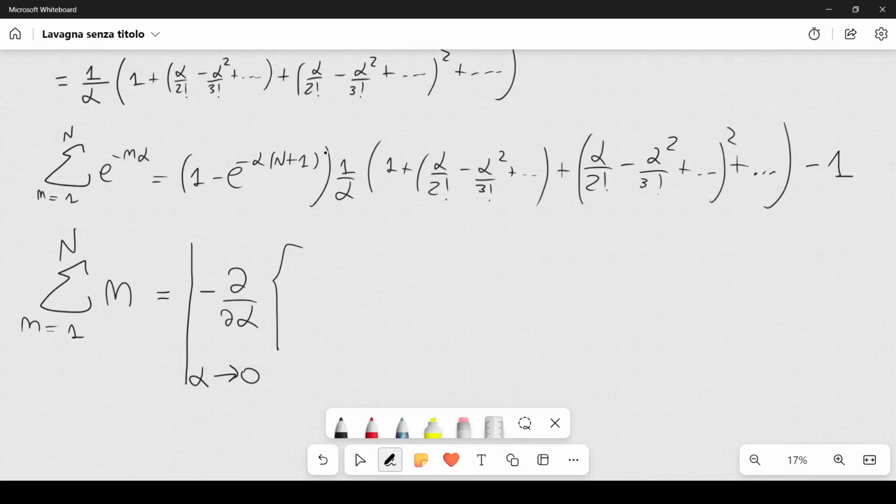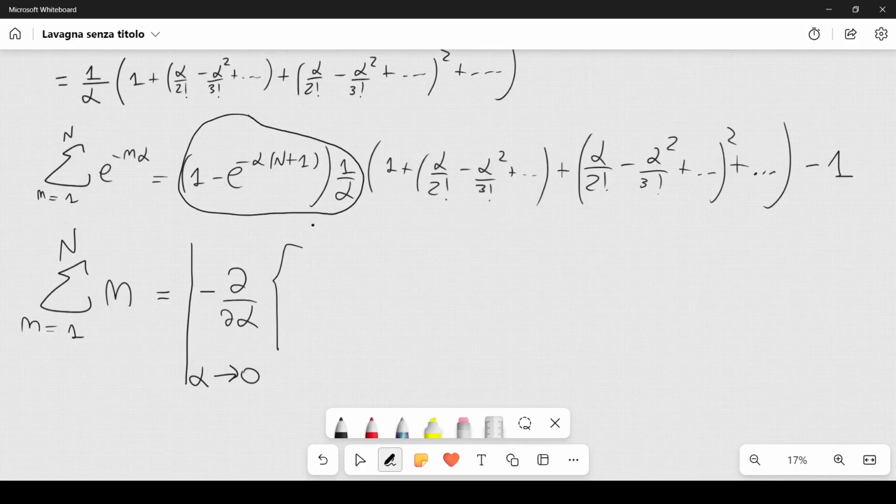Now, we have to take the limit as alpha goes to 0, and here we have a capital N. We have not said anything about capital N. In principle, this could be something very large, but we have to think that this is still something finite for now. And when we let alpha go to 0, we can expand this quantity. So let's consider this quantity.